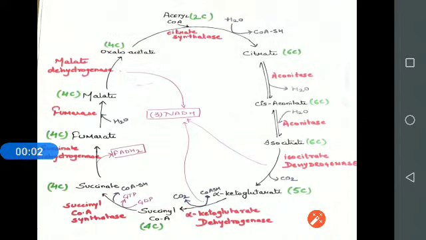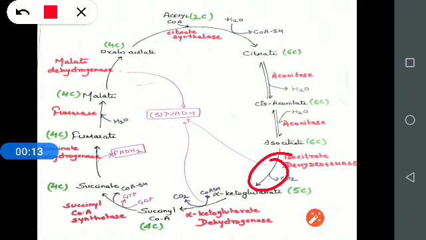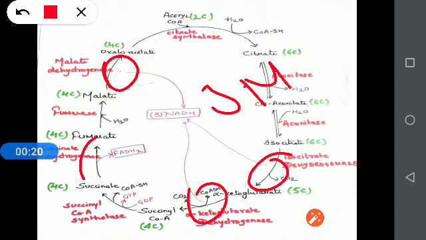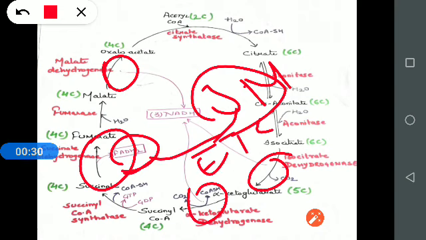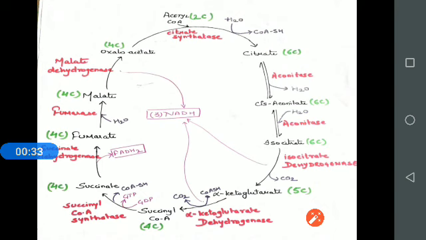So we'll discuss in detail the Krebs cycle. 3 NADH will come in this step: here one, here is one, and here is one. Total 3 NADH, and in this conversion we'll get FADH2. This NADH and FADH2 will enter into the ETC cycle. Okay, so we'll discuss each and every step.